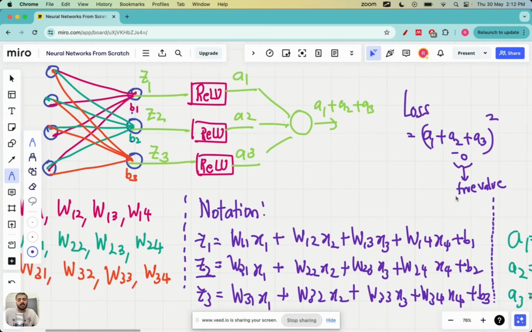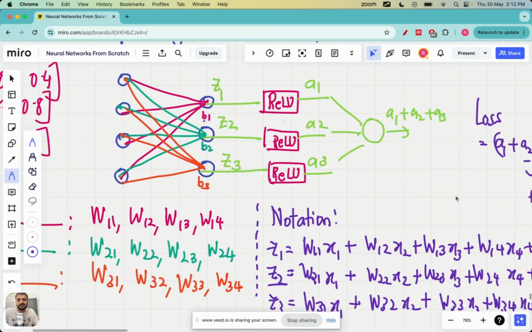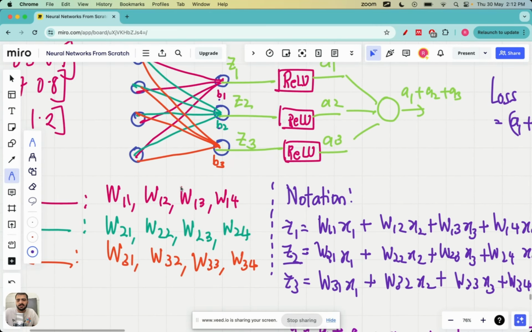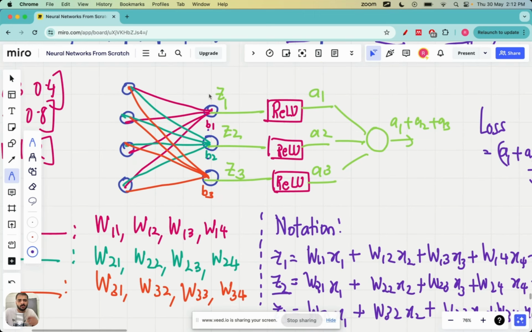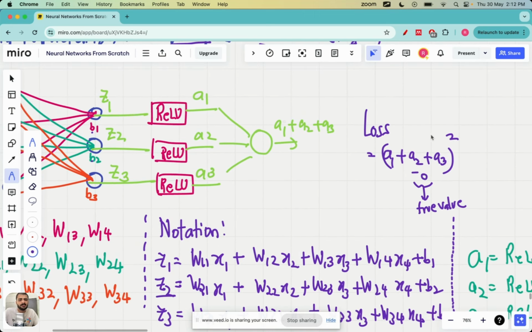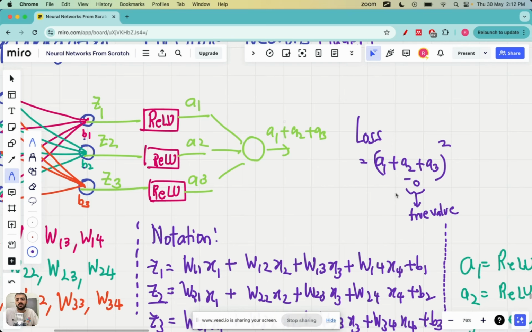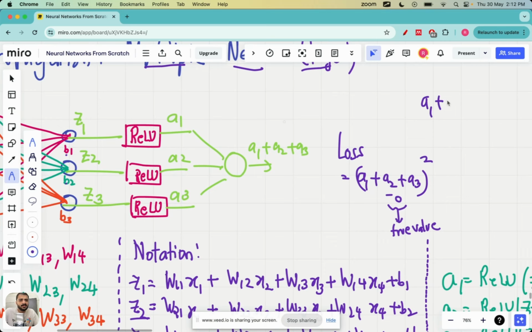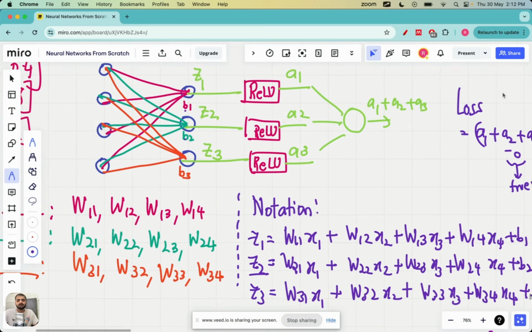So the question which we are asking indirectly is that, given this architecture, what are the best values of these 12 weights and these three biases so that the loss is as close to zero as possible. In other words, what are the values of the weights and biases so that A1 plus A2 plus A3 is very close to zero.